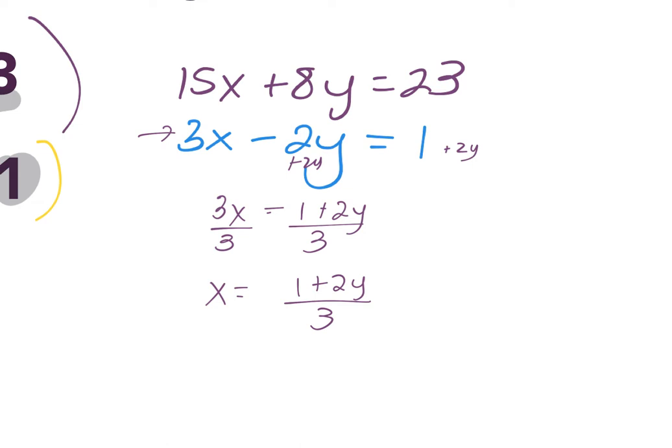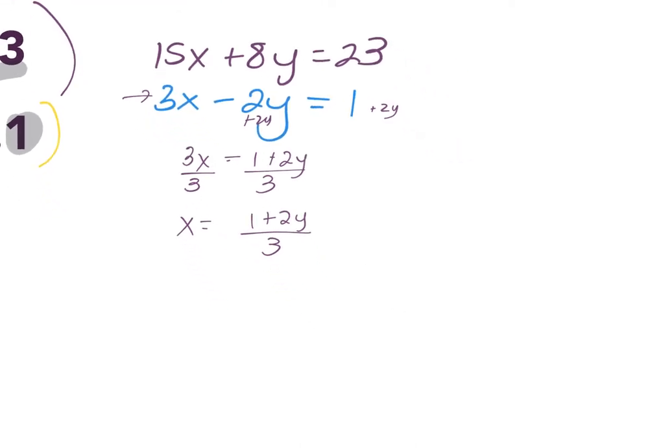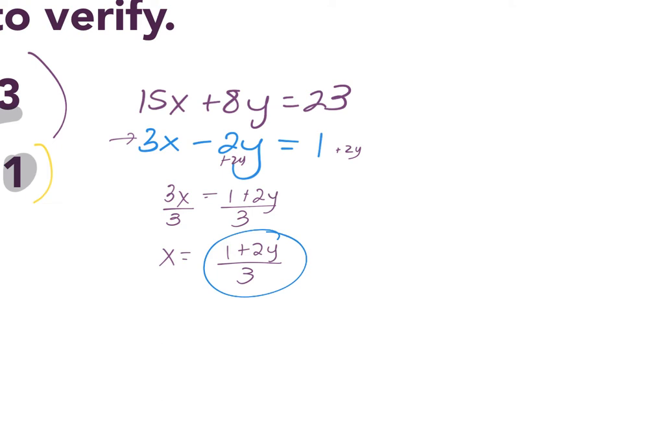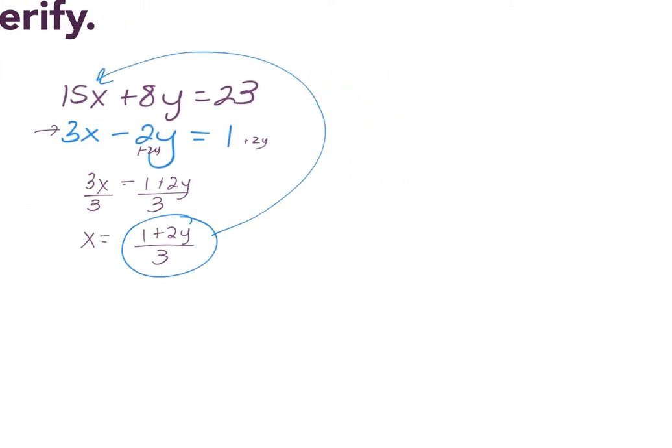The benefit of keeping it together is if you look ahead, 3 is going to divide into 15, so I can get rid of it. So now I'm taking this. I have to plug it into the equation I didn't use, so the first one, in place of the x. So I get 15 times (1 plus 2y) over 3 plus 8y equals 23.